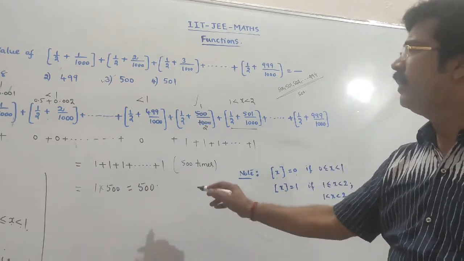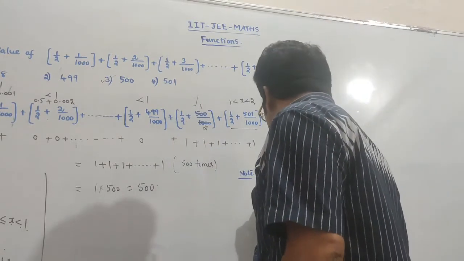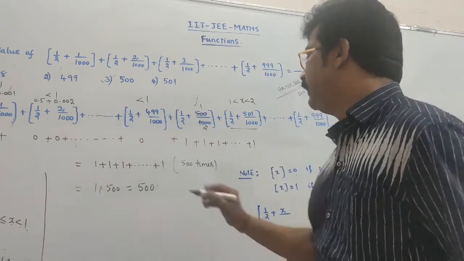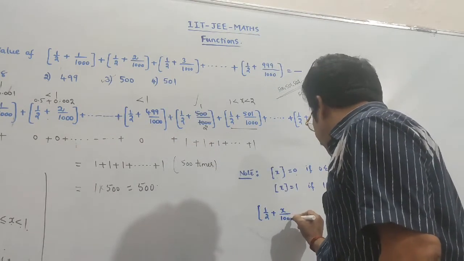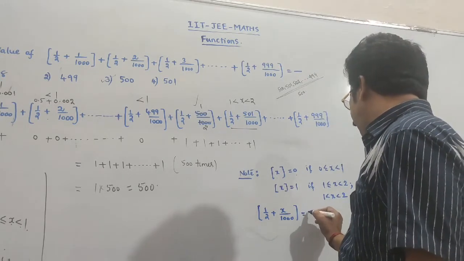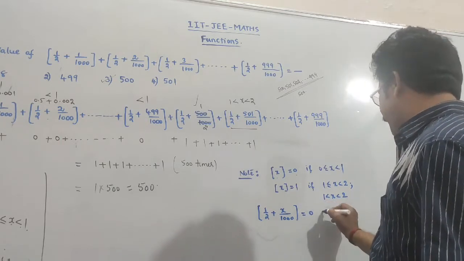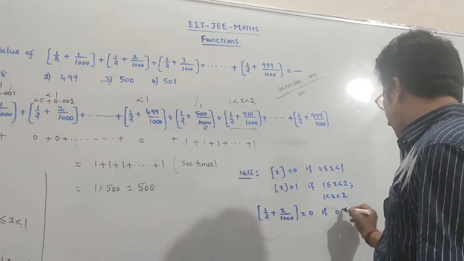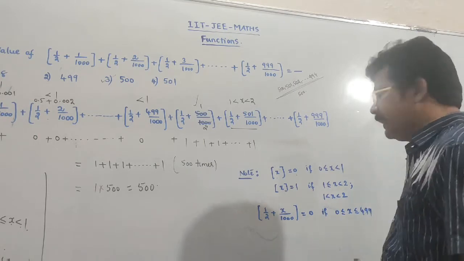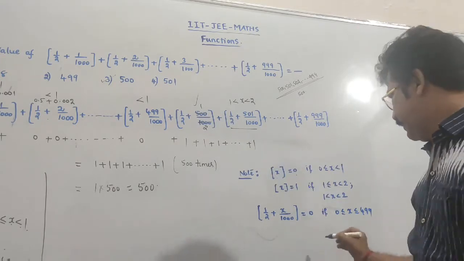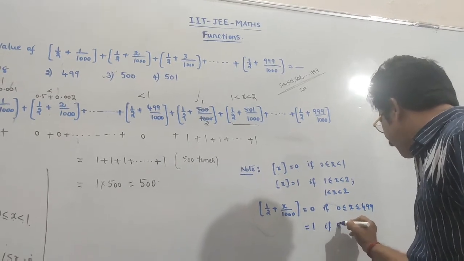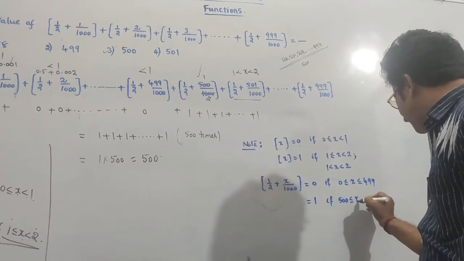Now for this question, box of half plus x by 1000. It is not a formula, it is a general observation. Its value is 0 if x lies from 0 up to 499. We did the same there. And that is equal to 1 if x is the next number, 500 to 1000.